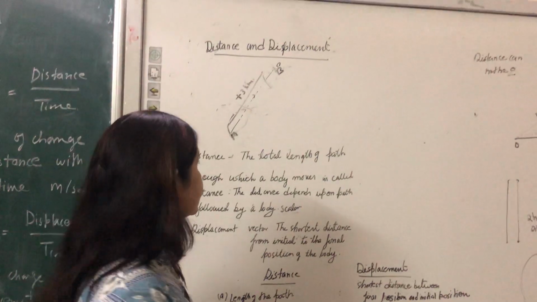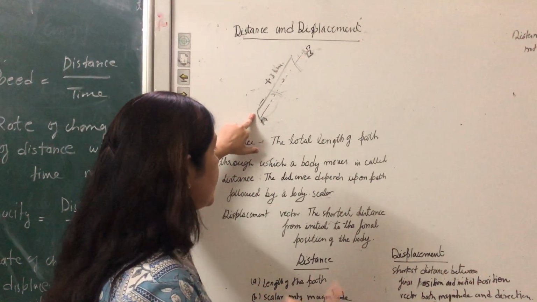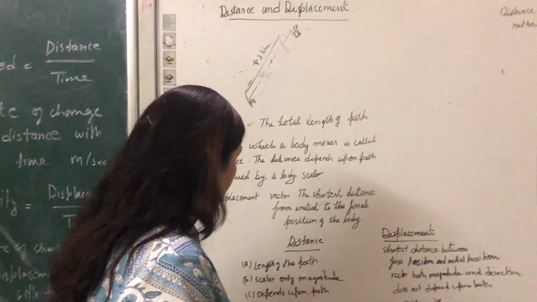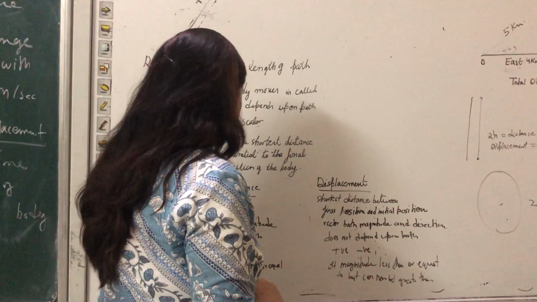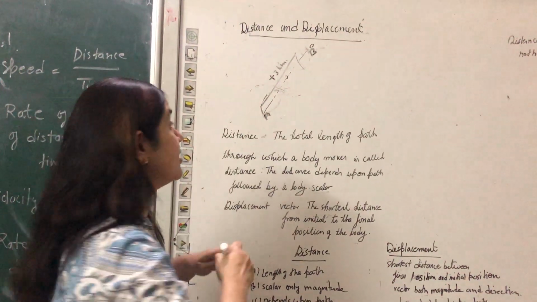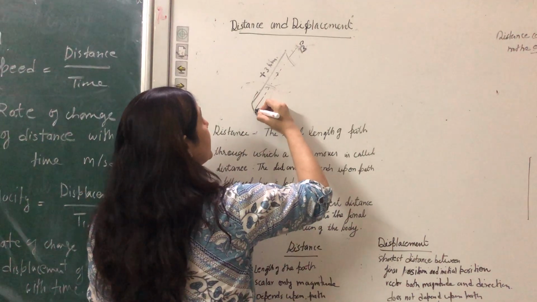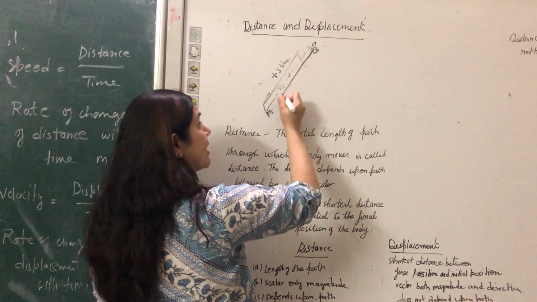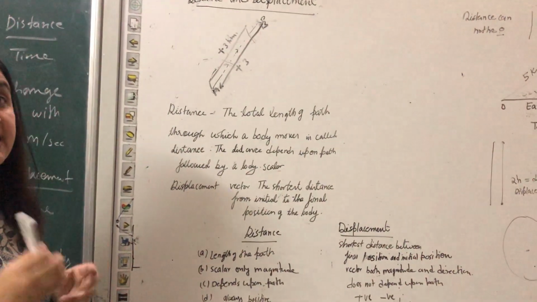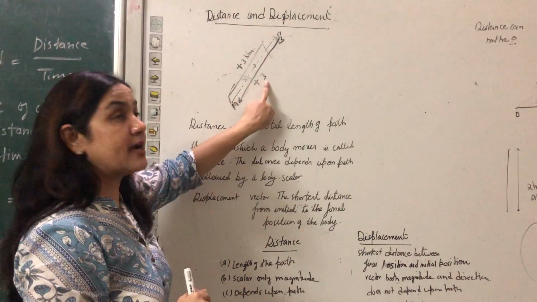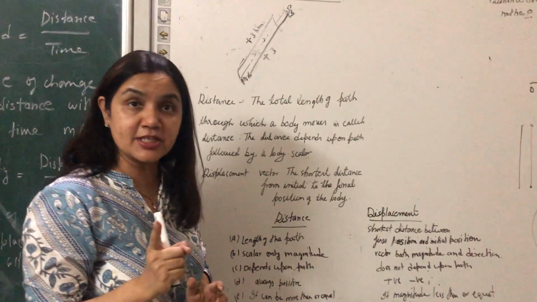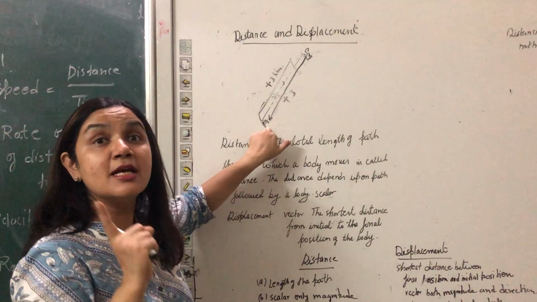So in some cases distance and displacement may both have the same value, but distance is always more than or equal to displacement. But in some cases distance may be more than displacement. How? Suppose a person is going from A to B and then coming back from B to A. How will you calculate the distance? Here the distance is 3 and 3, because 3 plus 3, so distance is 6 kilometer, but the displacement is 0.